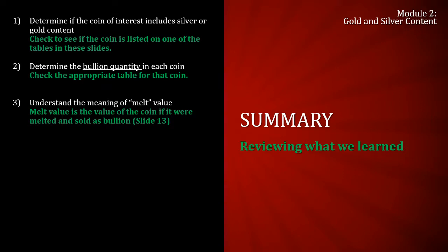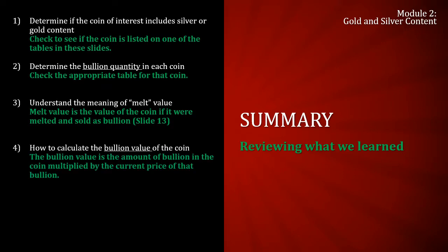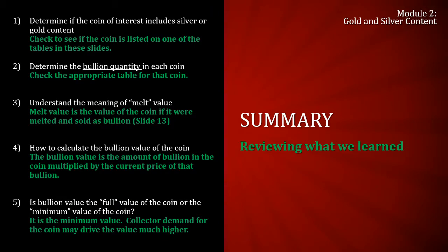And then we discussed melt value. Melt value is the value of the coin if it were melted and sold only as bullion. And then we went through a calculation of how to calculate the value of the bullion in the coin. It's the amount of bullion in the coin multiplied by the current price of that bullion. That's why we had the links to take you to the daily price. And then lastly, we answered the question, is the bullion value of the coin the full value of the coin or the minimum value of the coin? It's actually the minimum value. Collector demand for the coin may drive the value much higher.